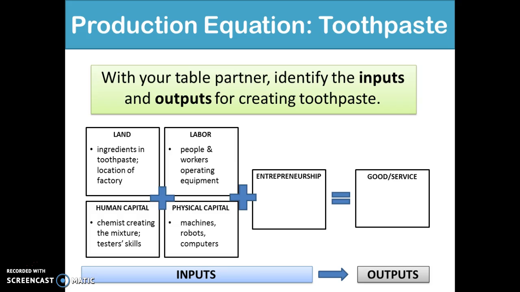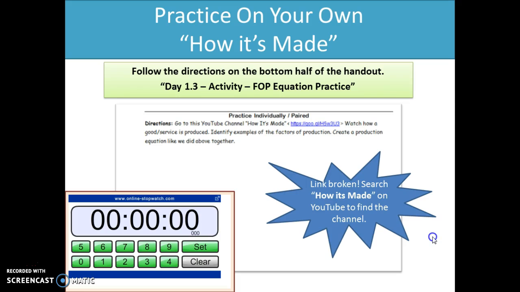Physical capital would be the machines, robots, computers that are used in the process of making the toothpaste. And entrepreneurship would be the companies that make toothpaste and label it. So you could think of Crest or Colgate. And the good or service, of course, is toothpaste. And so again, you can see all of these inputs to produce an output.